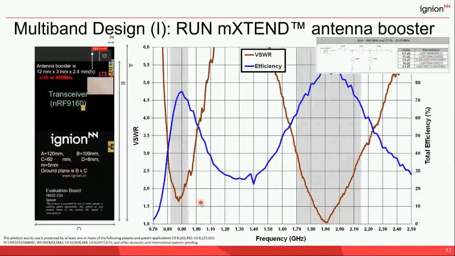Let's have a look at some examples. Here we have this antenna booster. It's called the RAN MX10. It's only 12 millimeter length. And here we have the layout for a matching network, and the transceiver, the Nordic transceiver, the nRF9160, that should be very close to the matching network.